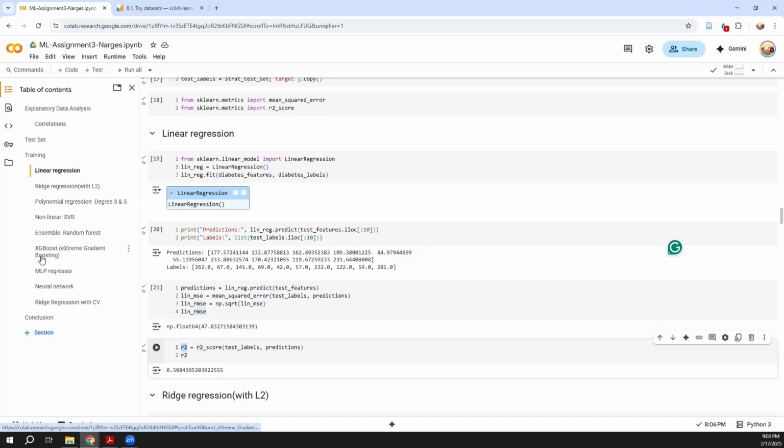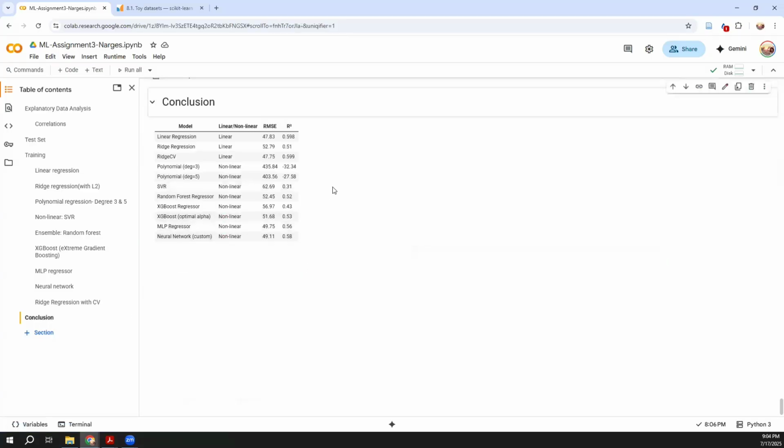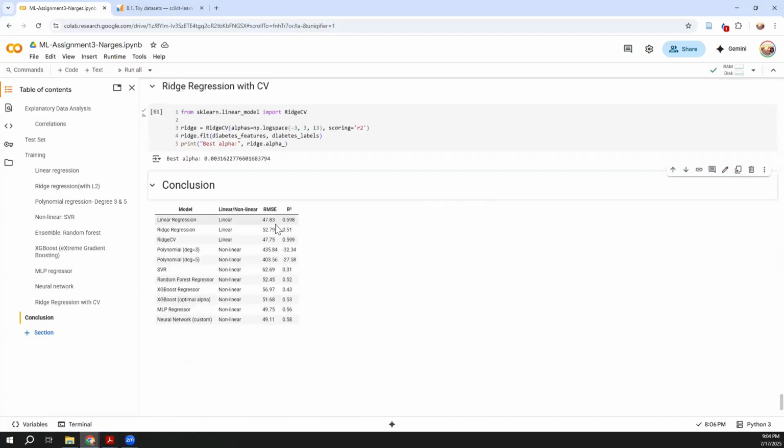And these additional algorithms were, first of all, XGBoost, which is another nonlinear ensemble model. And then we had 2 deep learning algorithms, an MLP and a neural network. And eventually, we did some cross-validation for the ridge regression and for the XGBoost. And this table at the end shows a comparison of accuracy metrics for all of these different algorithms.